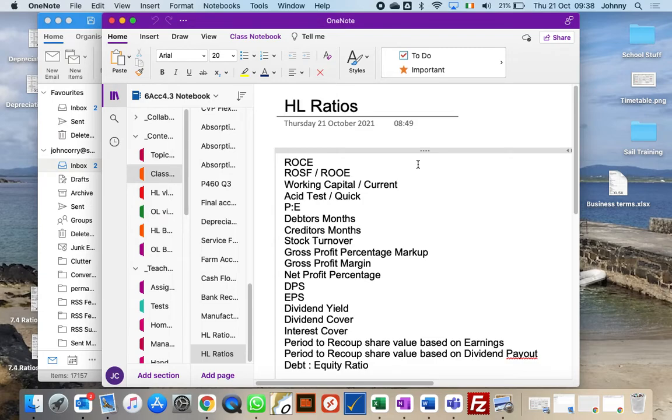Three headings so far: profitability, liquidity, and risk. We're looking to try and see what else we can find out about the business. What else can we say about how well or how badly the business has been run? So the first two then is return on capital employed. Do you know the formula? If you don't, you need to go back to the ratios and make sure you know.